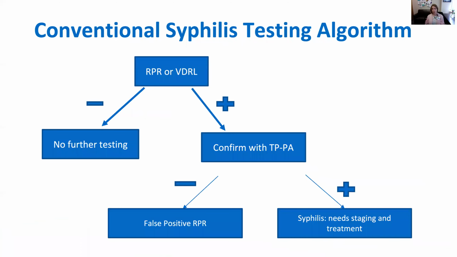On the conventional one, this is what I grew up learning. You have an RPR, VDRL, it's negative, okay, move on. If your RPR, VDRL is positive, then you confirm it with your TPPA. If it's negative, it's just a false positive. If it's positive, you need staging and treatment.